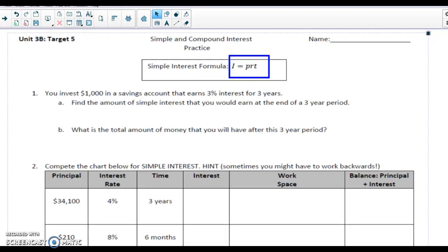Okay guys, today I'm going to teach you Target 5, which is simple and compound interest. There are two different formulas depending on which equation you want. The front side of this worksheet is simple and the back side is compound.